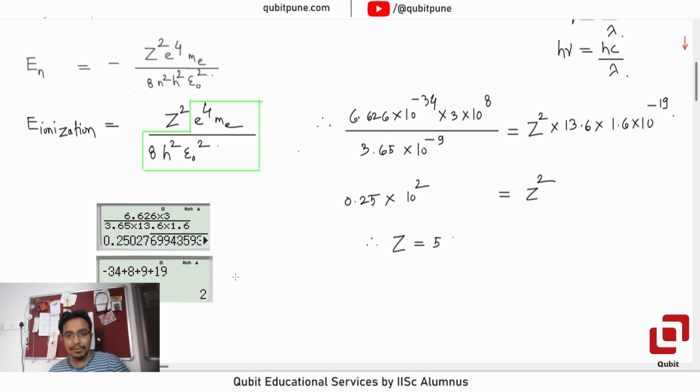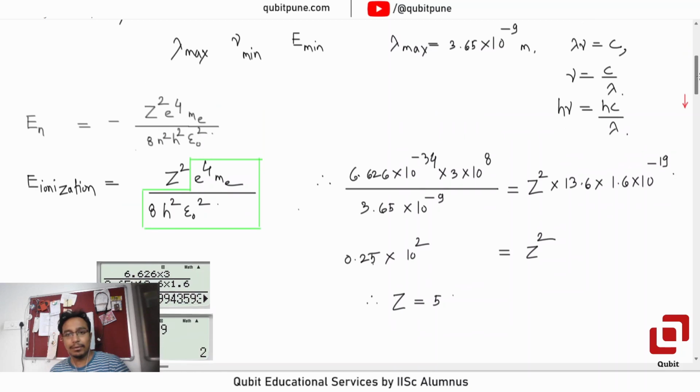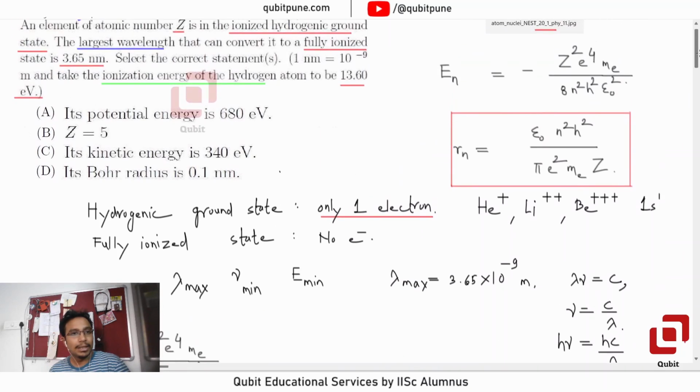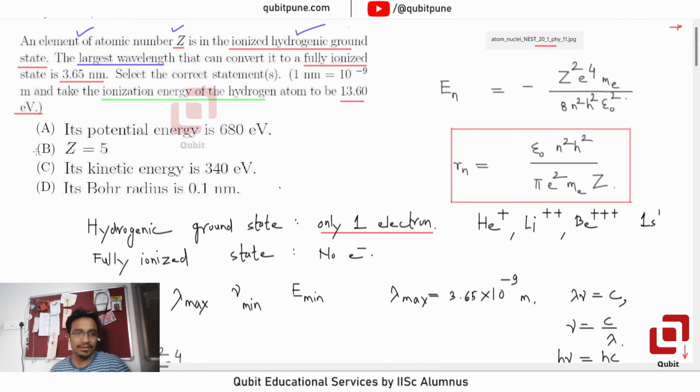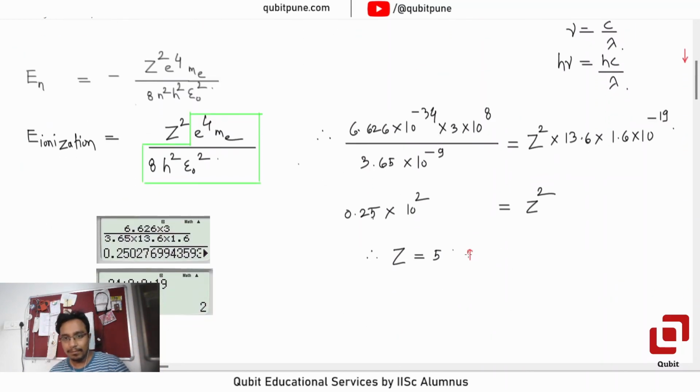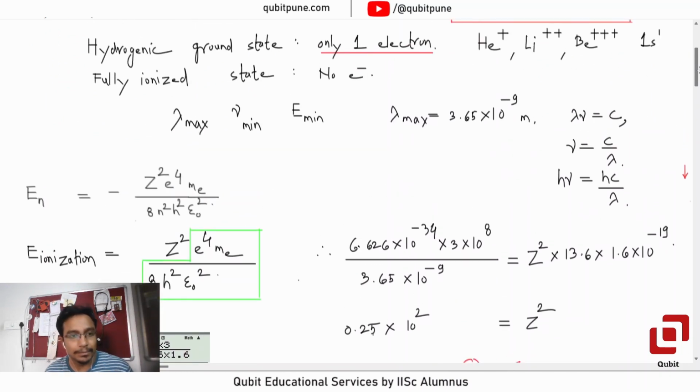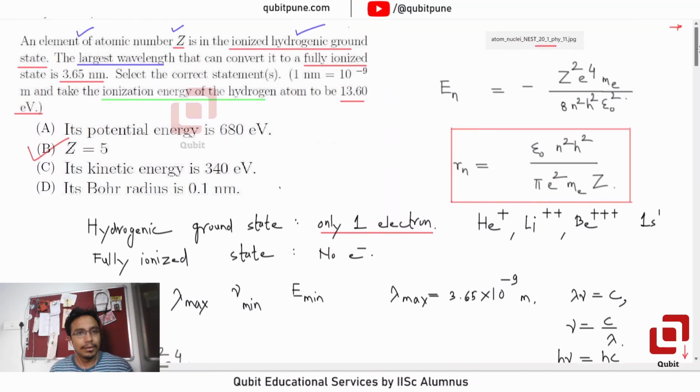So z squared is 25, which means z has become 5. Now if z is equal to 5, can we say that the atomic number is 5? Yes, so B is correct. Okay, raise your hands if you understood this part. B is correct. Now let us go for options A and C.